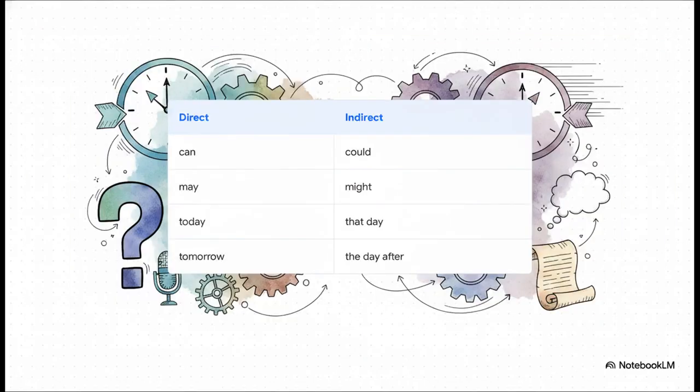To make this a whole lot easier, the source provides a fantastic cheat sheet. When your reporting verb is in the past tense, your modal verbs and your time markers, well, they have to slide backward in time right alongside the main verb. So can becomes could and may becomes might. But you really want to pay special attention to those time markers. Today has to shift to that day, and tomorrow becomes the day after. And if you think about it, that makes perfect sense. If you report what someone said a week later, well, tomorrow is literally no longer accurate.